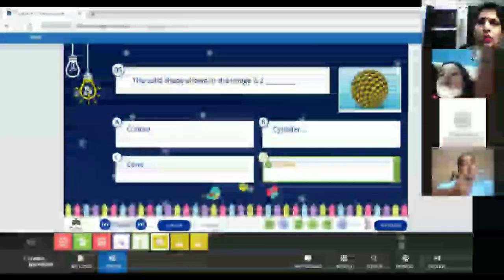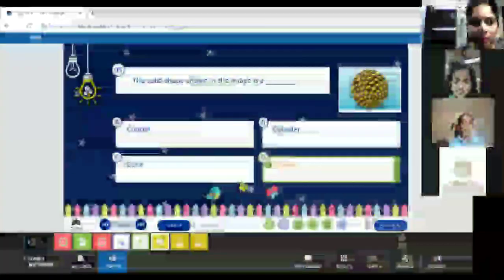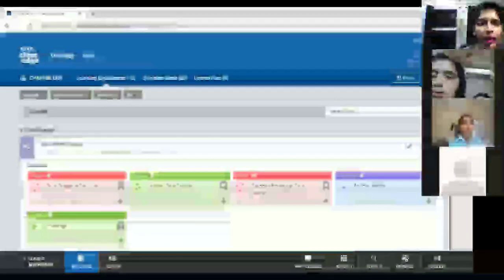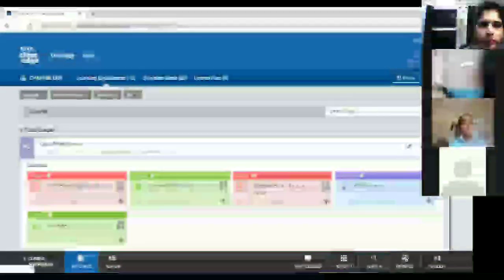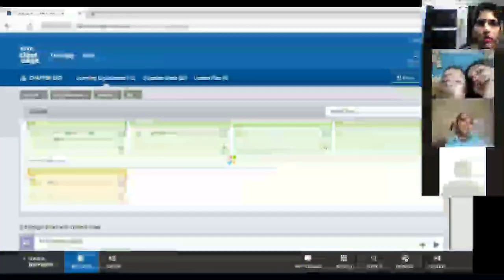So I hope you must have enjoyed playing this quiz with me. Okay, so this was the quiz related to the solid shapes. Now I have got a few more questions for you. Here it is. The questions would be related to the flat and the curved surfaces, okay? Here it is.